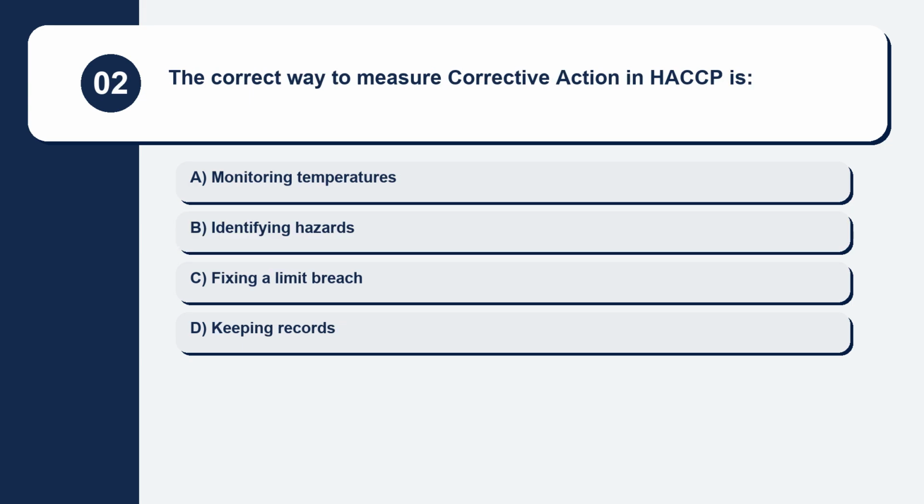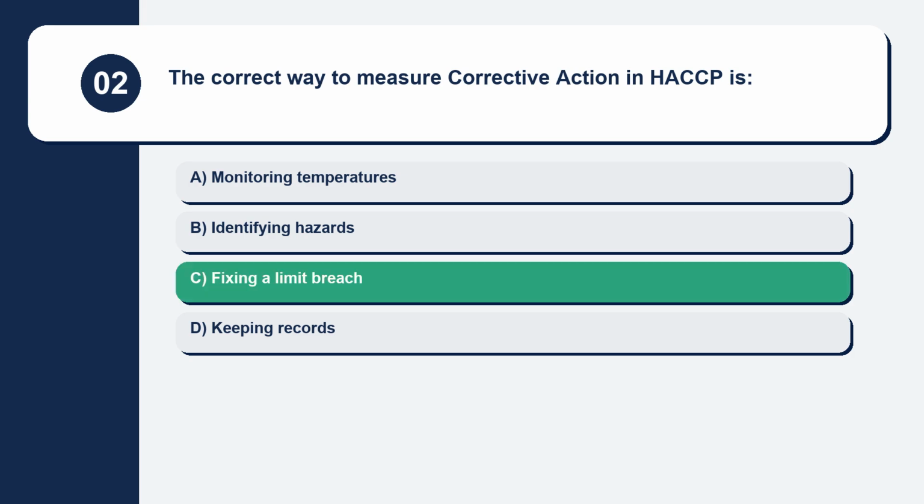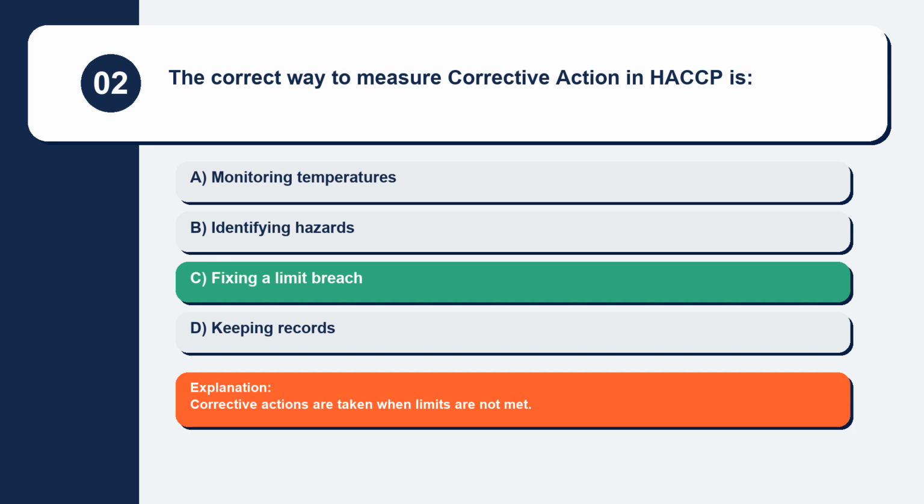Question 2. The correct way to measure corrective action in HACCP is monitoring temperatures, identifying hazards, fixing a limit breach, keeping records. Corrective actions are taken when limits are not met.